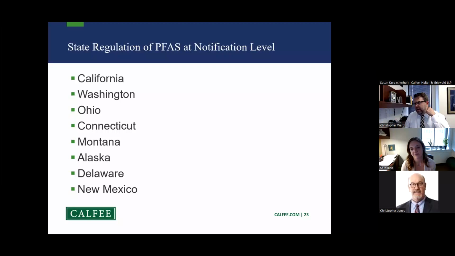California is on this list. They do not have MCLs yet, but their notification levels are very stringent and for some PFAS compounds under 1 part per trillion. And this is the list where you'll also find Ohio, which some on this presentation might be interested in. Ohio is at the 70 parts per trillion health advisory level right now.